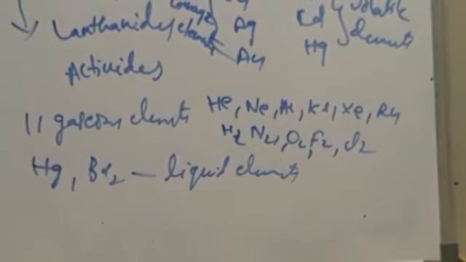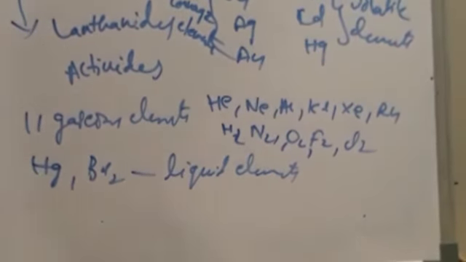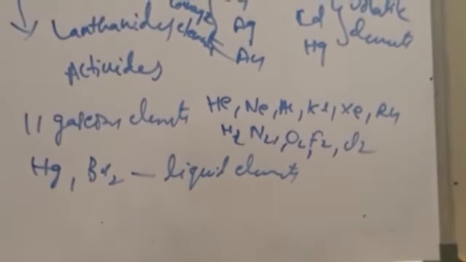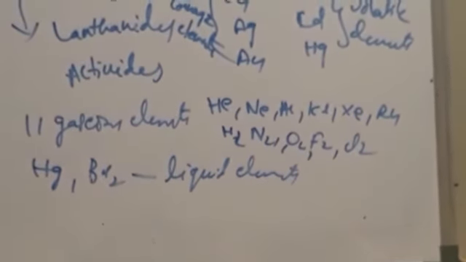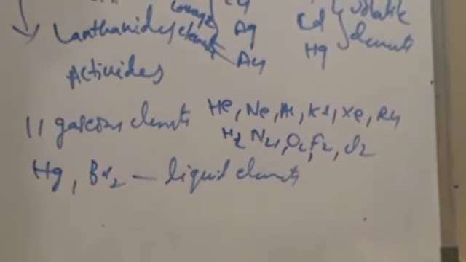So a total of 11 gaseous elements are present in the modern periodic table. And 2 liquid elements are also there. One is a metal and another is a non-metal: mercury and bromine. These 2 are liquid elements. All these are some important points present in the modern periodic table. Coming to transition elements, 3 are completed series: first transition series, second transition series and third transition series. One is an incomplete series.